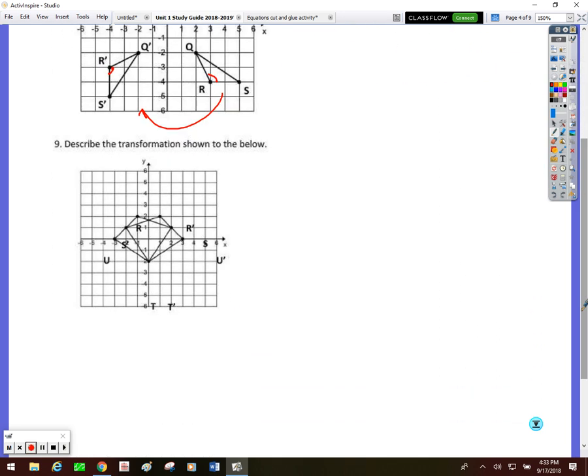Number 9. What happened here? Well, if I look, here's R, and I know, guys, these are supposed to be up here. This is T, and this is T prime. I apologize when I copied it. Okay, here's U, should be right here, U prime and U. So if you look, everything is the equal distance from that line of reflection. Matter of fact, U is still there. So this one is a reflection over or across. Let me back this up. The y-axis.